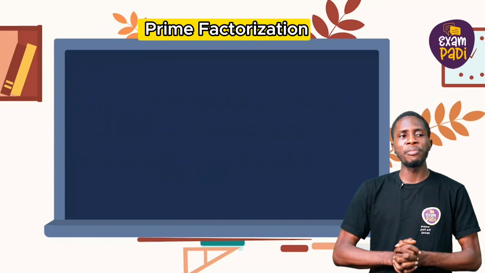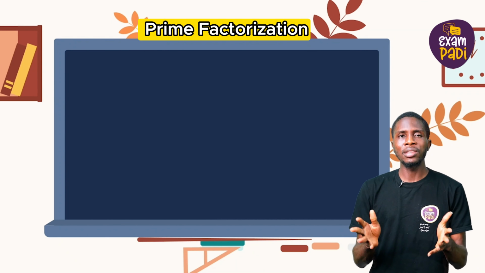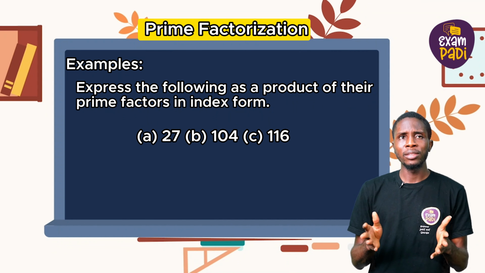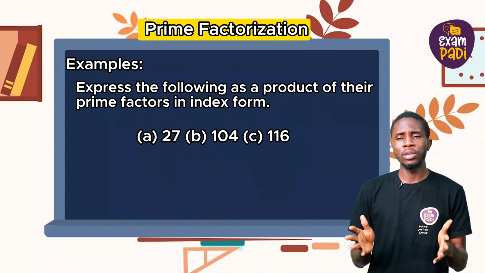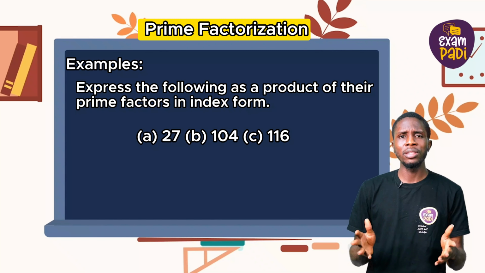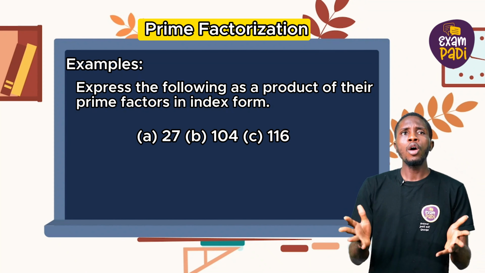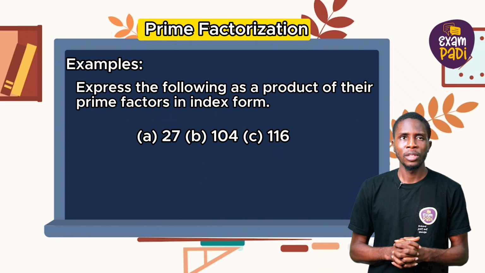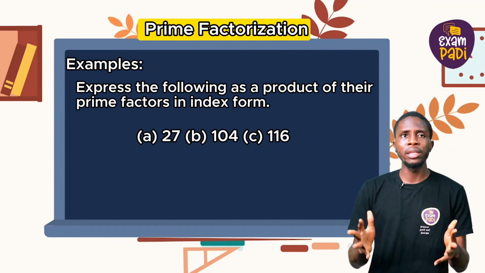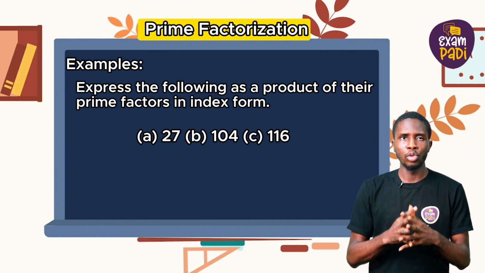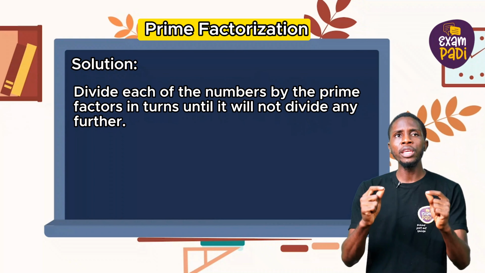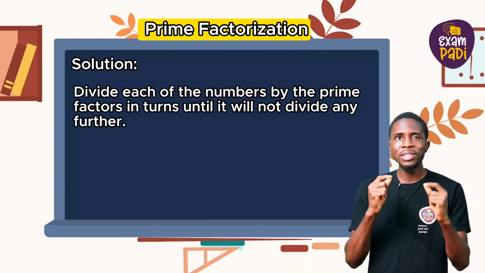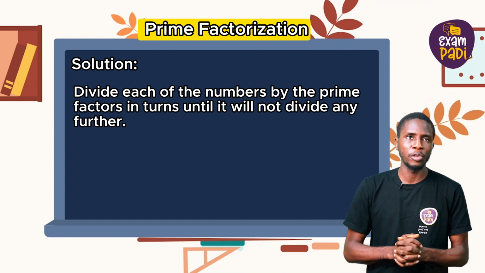Let's take a look at prime factorization. Examples of prime factorization are A. 27, B. 104, C. 116. How do you find the prime factorization of a particular number? Here we are going to be applying the index form. Solution: divide each of the numbers by the prime factors in turns until it will not divide any further.